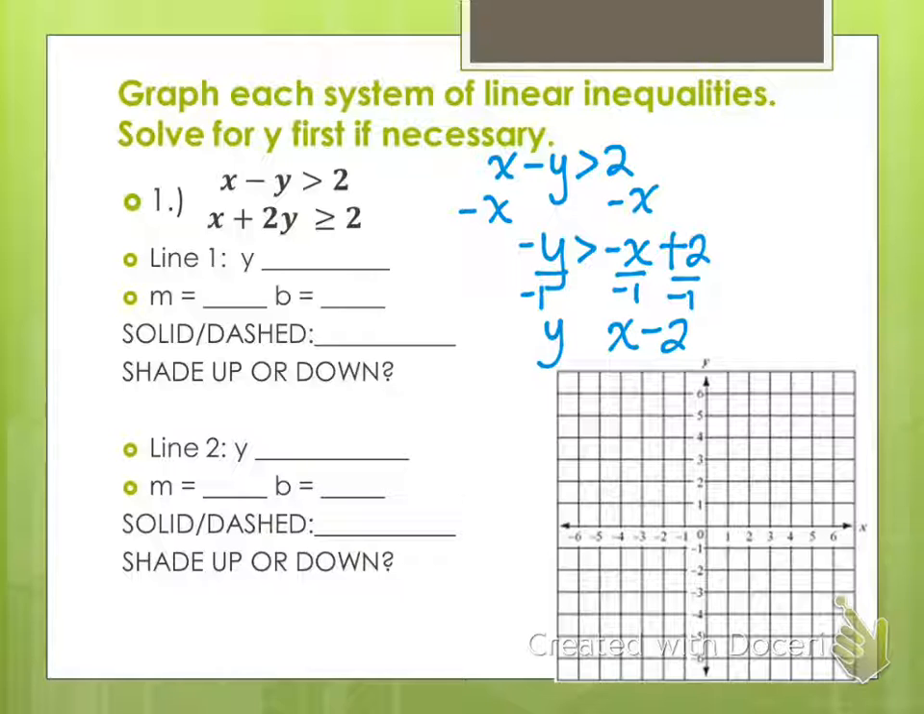What else has to change, though? The greater than sign has to change. This is what's different about these: the inequality signs flip if we multiply or divide by a negative. That's the only time they're going to flip. Now that we have y by itself, we can fill in that top line. Y is now less than x minus 2.